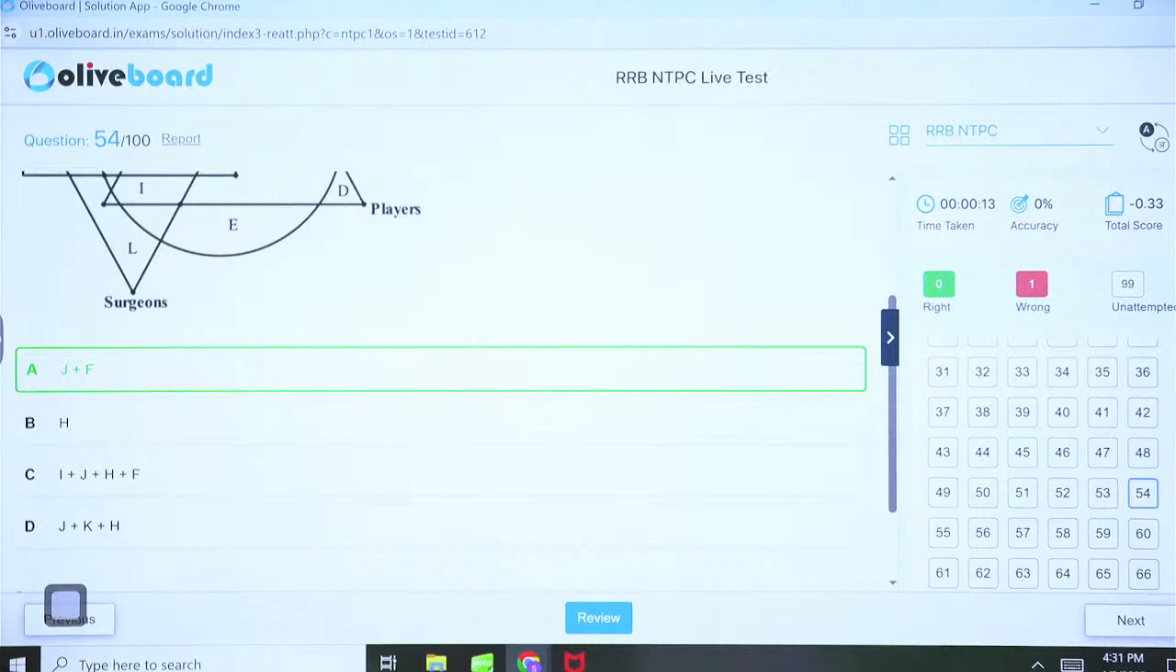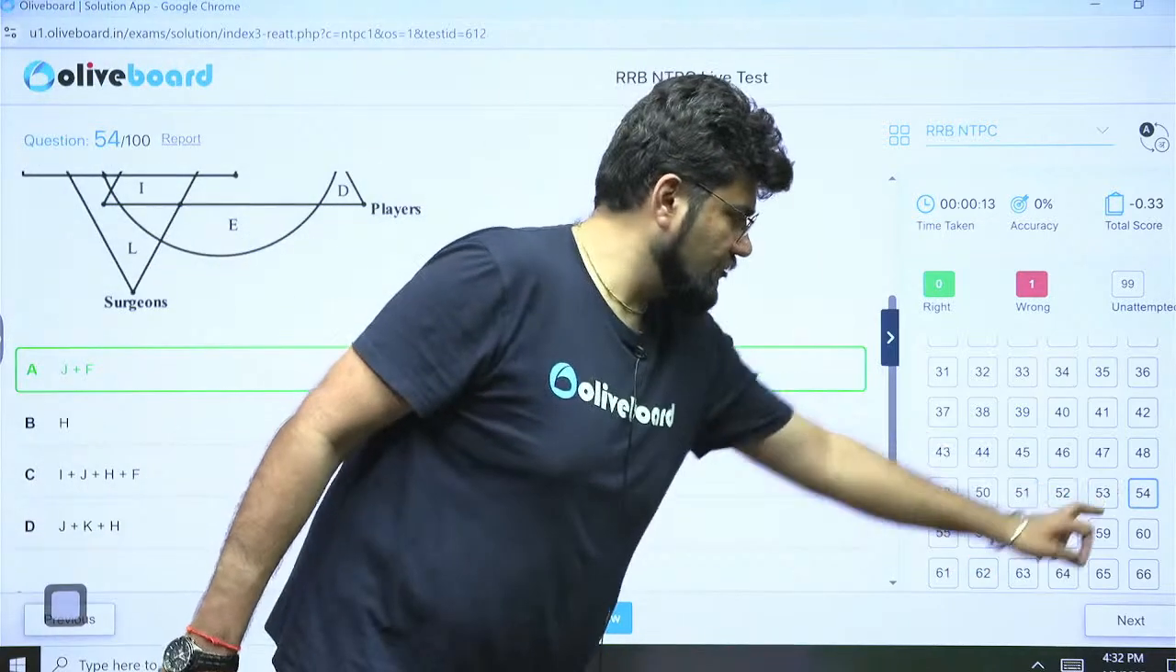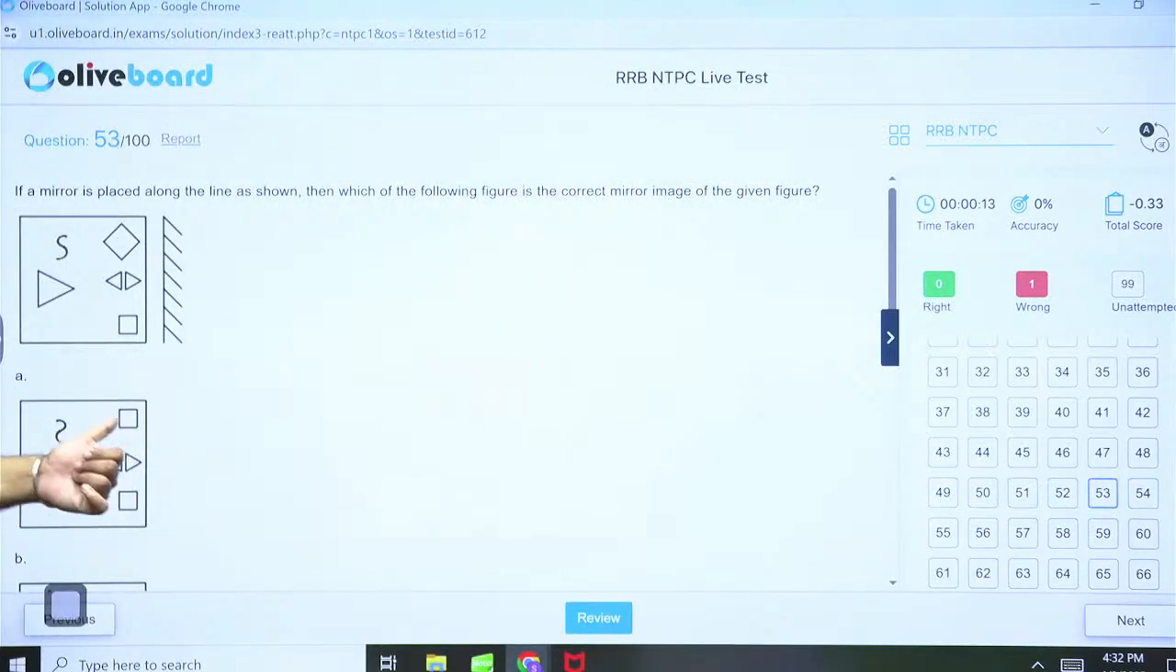Last question. Which last question? The mirror image ones or previous one? This one? Or previous to this?